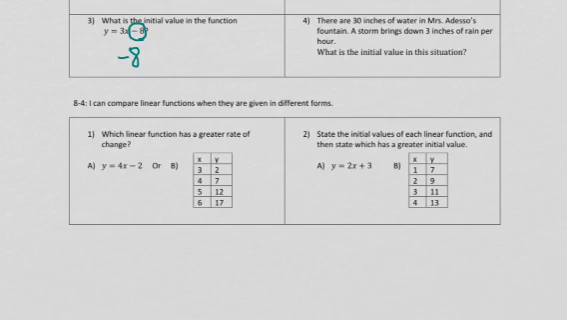In number 4, there are 30 inches of water in Mrs. Edesso's fountain. It brings 3 inches of rain per hour, and we want the initial value. Remember, the initial value is the one without the variable. 3 inches of rain per hour means that's the slope. So that means that 30 inches of water is the initial value.